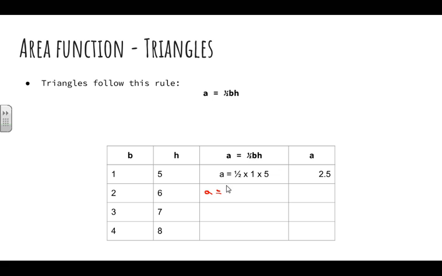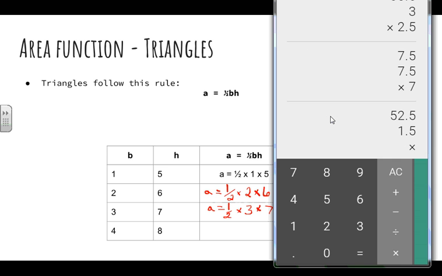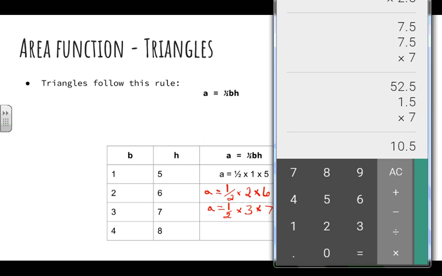If your base is 2 and your height is 6, your formula will be 1/2 times 2 times 6. 1/2 times 2 is 1. 1 times 6 is 6. If your base is 3 and your height is 7, your formula will be 1/2 times 3 times 7. So 1/2 times 3 is 1.5, and 1.5 times 7 is 10.5.